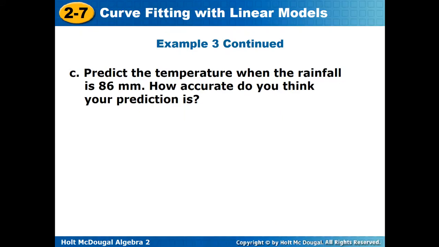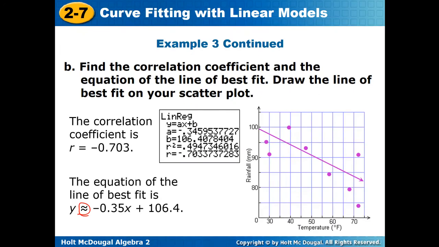Okay, so you could predict the temperature when the rainfall is 86 millimeters, and how accurate do you think your prediction is? So we can see that it's 0.7, it's kind of all over the place. It might not be a really good prediction.